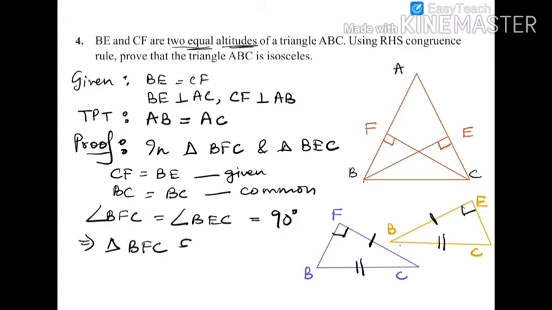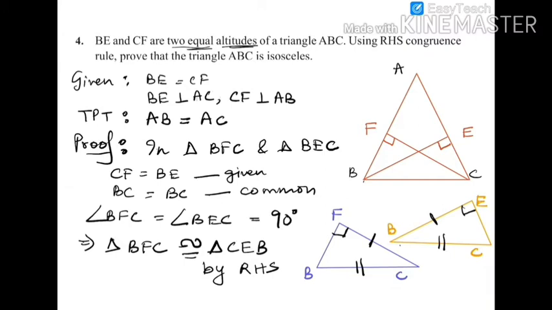So this implies triangle BFC is congruent to triangle. What will be the order? Vertex F corresponds to E. Vertex C will correspond to B and vertex B will correspond to C. So the order for the second triangle will be CEB by RHS criterion.